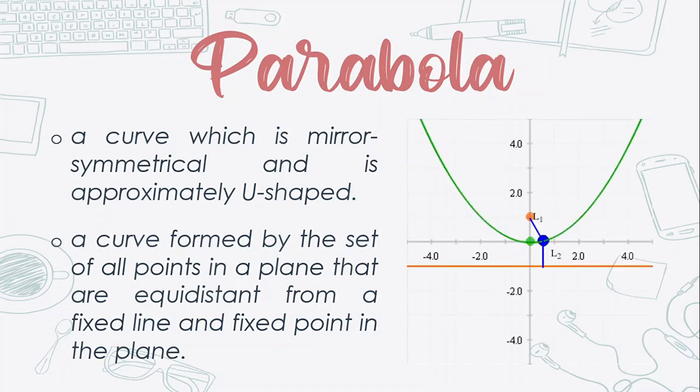Here's an illustration of a parabola where we can clearly see that all of the points on the parabola are equidistant from a fixed point and a fixed line. So that is a parabola.